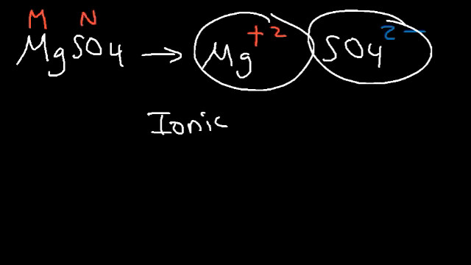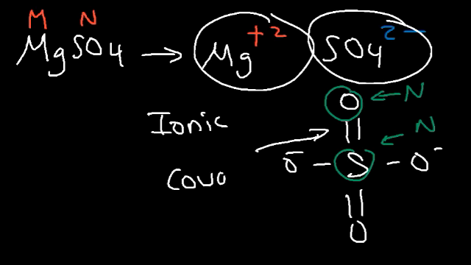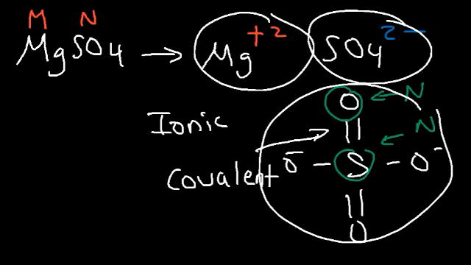Now, within the sulfate ion, you have covalent bonds. The bond between oxygen and sulfur is covalent. Sulfur is a nonmetal, oxygen is a nonmetal. Both of these elements are found in the upper right corner of the periodic table. So that's a covalent bond between the oxygen and the sulfur. Poly means many. A polyatomic ion is an ion with many atoms. So if you have a metal with a polyatomic ion, it has ionic and covalent bonds.